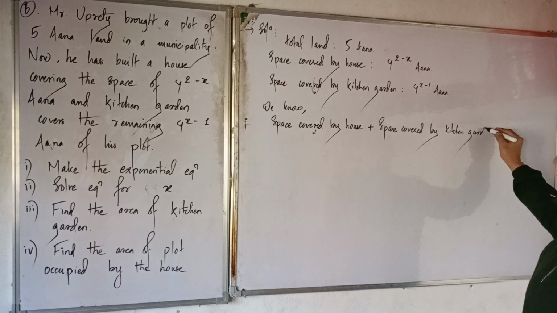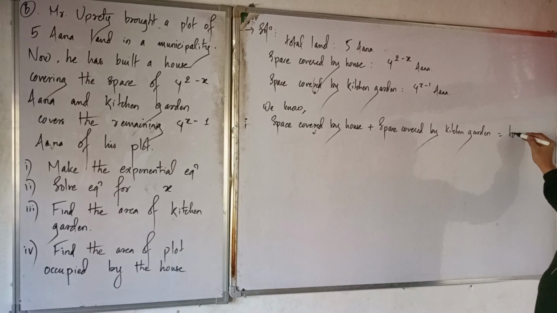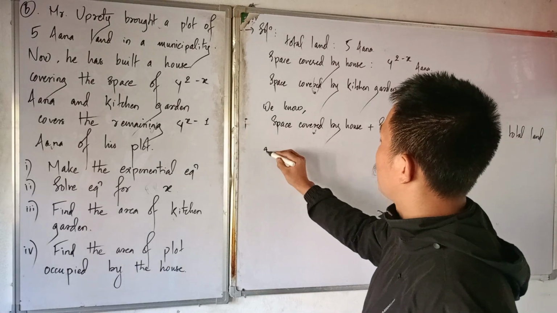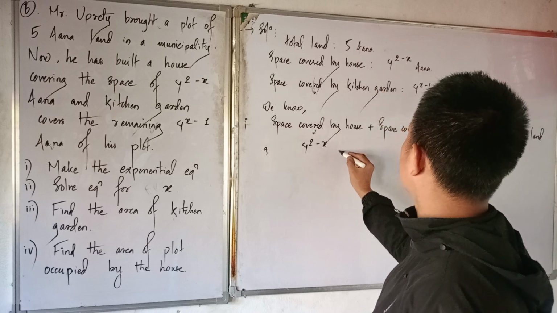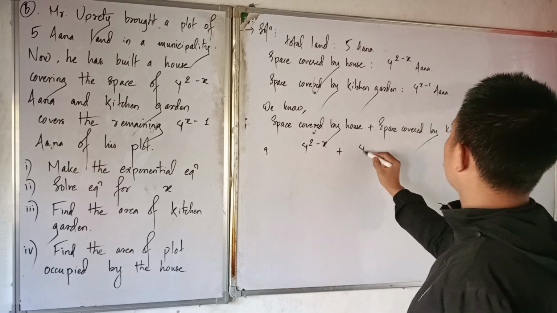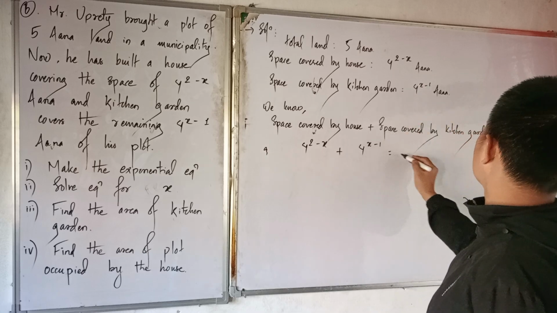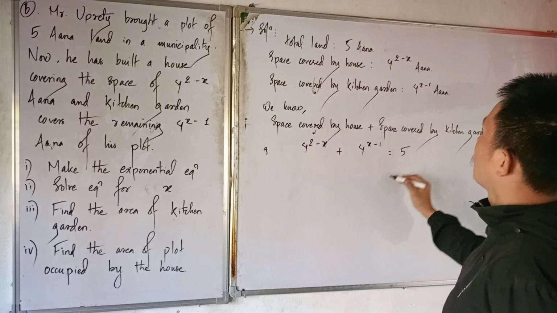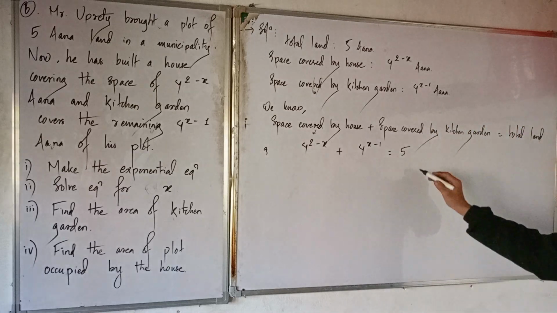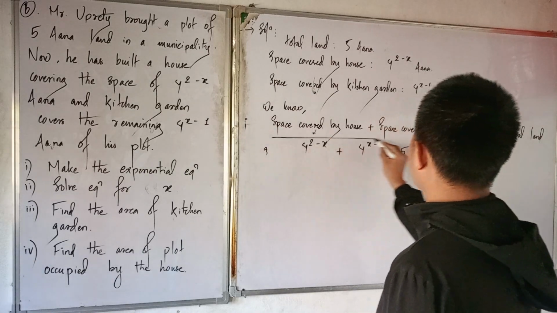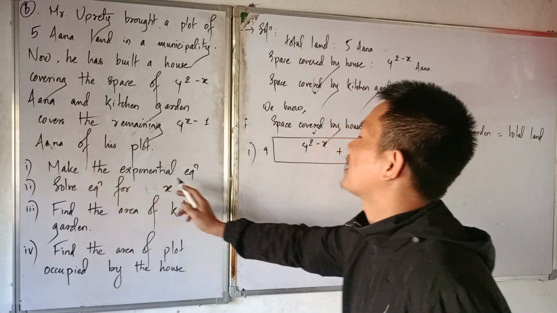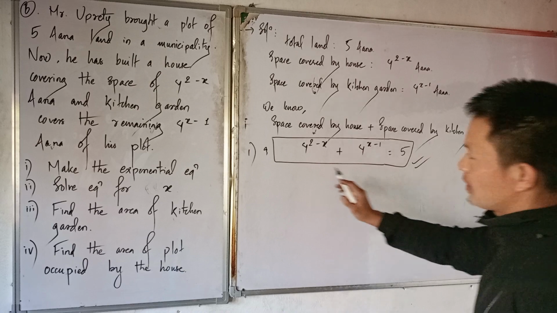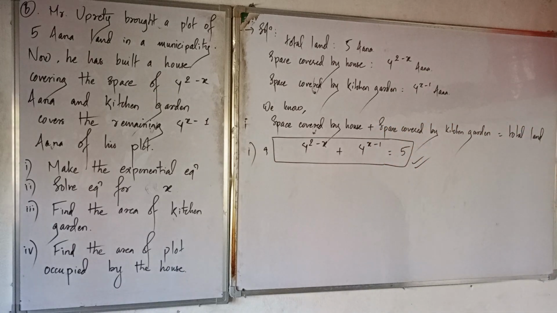must be equal to the total land. So the space covered by the house, we have 4 power 2 minus x, and the space covered by the kitchen garden, 4 power x minus 1, is equal to the total land, we have 5 ana. Okay, now this one is the required answer for this part I. Make the exponential equation that we have made here. So from this we made the exponential equation.